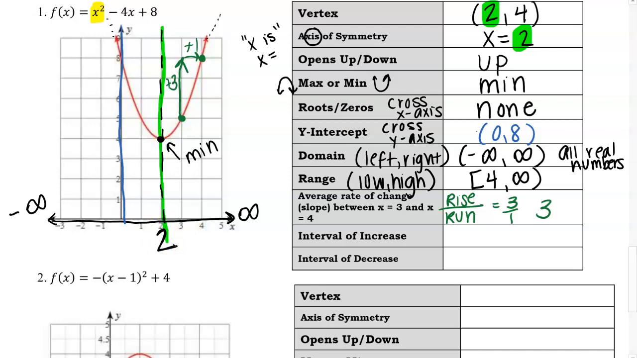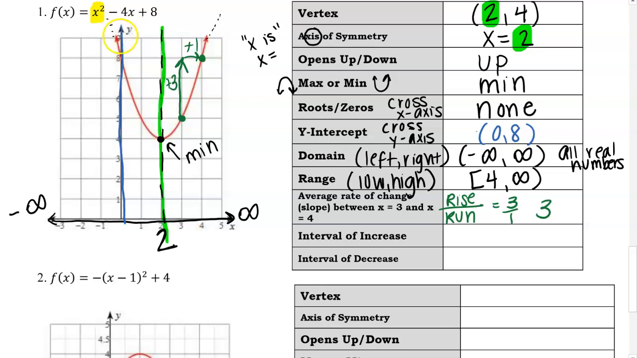You really have two options as far as intervals go. On the left side of this graph, we go from negative infinity until 2, and on the right side of the graph, we go from 2 until infinity. It's up to us to decide which side of the graph is increasing and which side is decreasing. When we look at a graph, we read it from left to right.